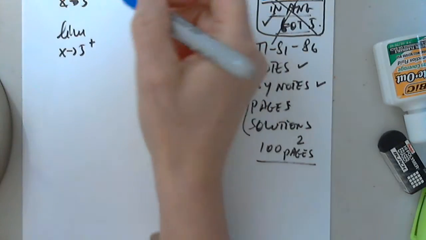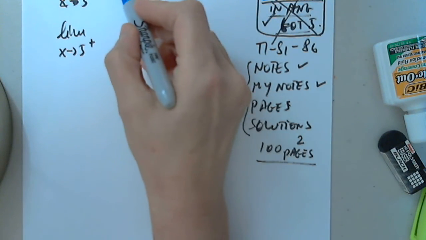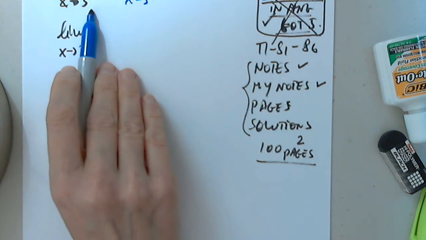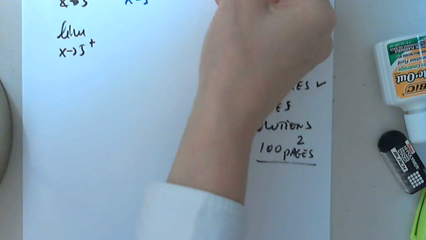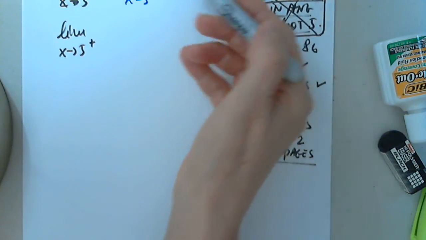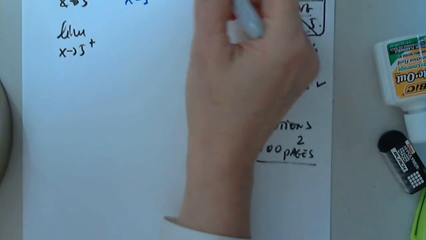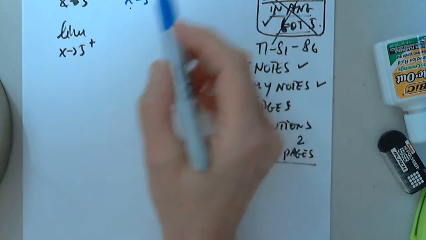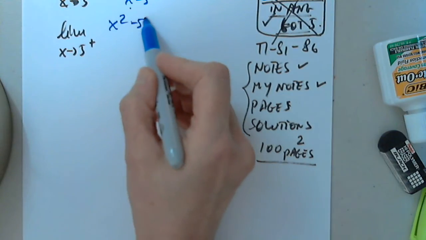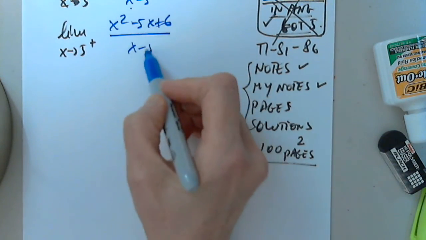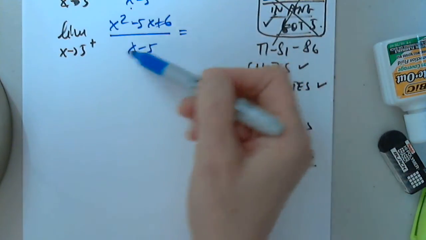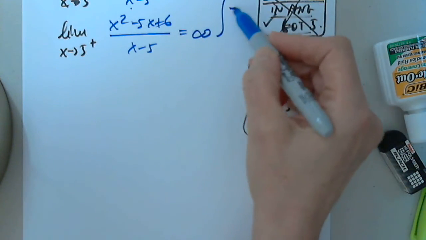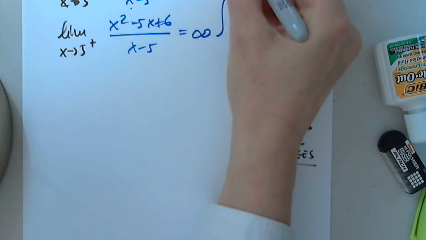Okay, so to finalize this, I have x squared minus 5x plus 6 over x minus 5. 5 from the left will be 4.9. I know the top is positive. No one can change that. Left and right of 5, it doesn't matter. The top is positive, but here the denominator will be negative, so I know that this is negative infinity. In the same way, x squared minus 5x plus 6 over x minus 5, the top is positive, the denominator is positive because 5.1, and then from here I conclude DNE.